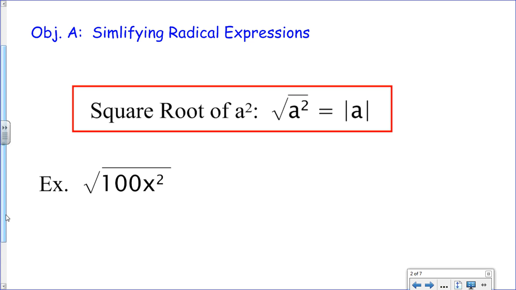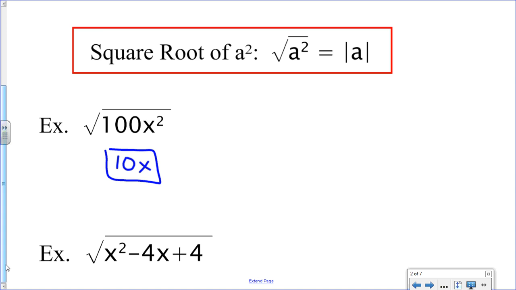What the square root of 100 is, 10, and the square root of x squared is x. Okay, so the square root of 100x squared is 10x, not radical 10x. You've already done the square root, so you don't write the square root sign again. Okay?